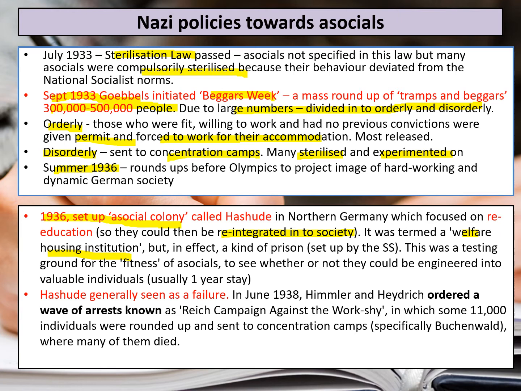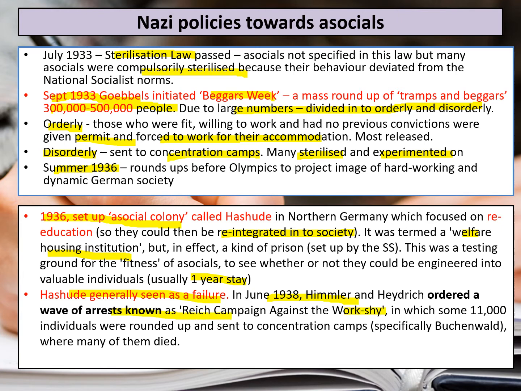So usually families would stay here for a year, and this was actually an experiment that went on between 1936 and 1940. However, Hachschuld was generally seen as a failure by the Nazis. People like Himmler, head of the police state, didn't really like it. And therefore, in June 1938, Himmler and his deputy Heydrich ordered a wave of arrests known as the Work-Shy Campaign.